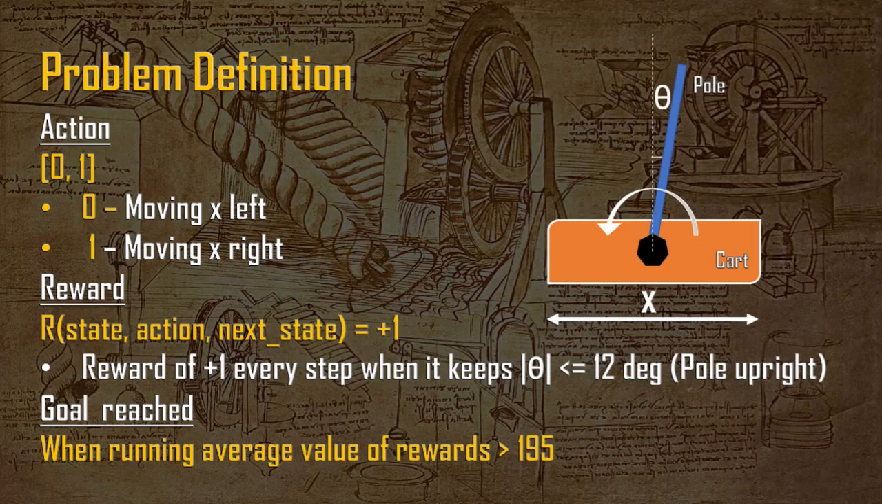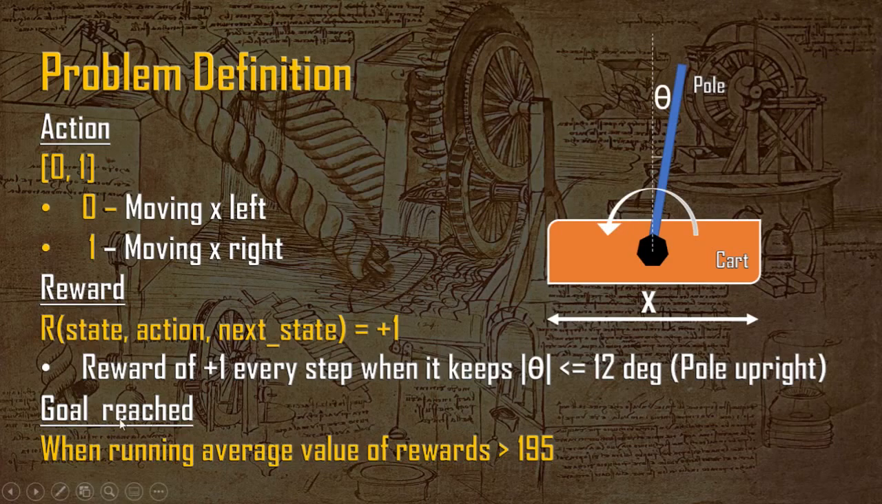And again, you can also definitely define it as maybe plus two for when it is within the angle, and minus one for when it is outside the angle. So yeah, there are multiple ways you can define this. So how I've defined it very simply is a reward of plus one every step it keeps theta less than or equal to 12 degrees.